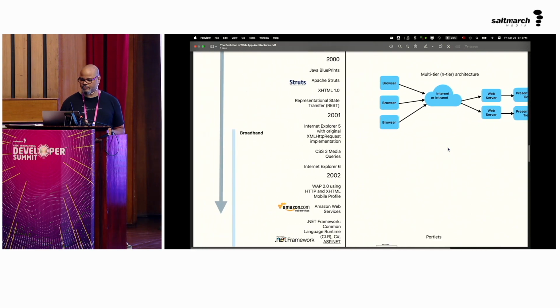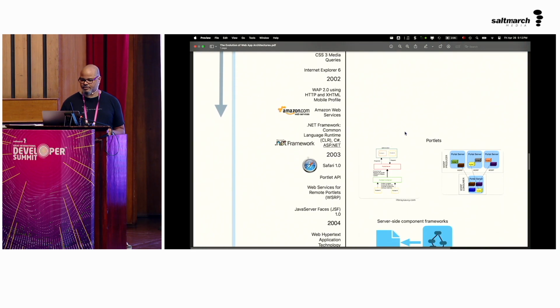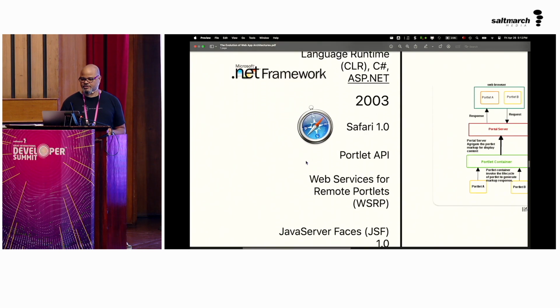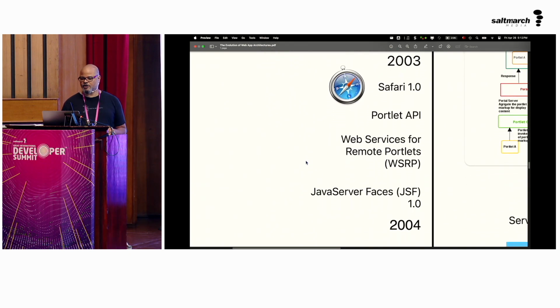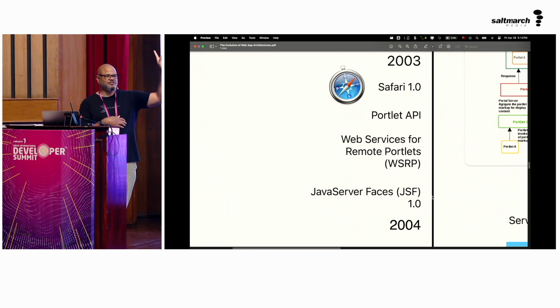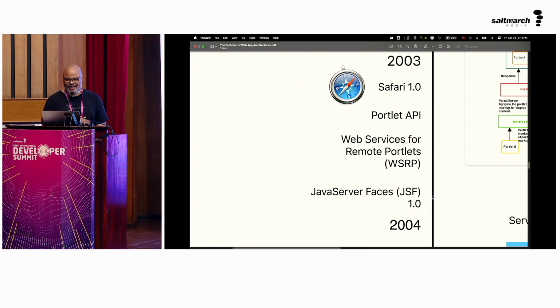All right, so we'll go on down here a little bit. All right, so that was 2001. 2003, we get Safari 1.0. We get something called the Portlet API. Anyone remember that? All right, one person, woohoo! And along with it, the Web Services for Remote Portlets and Java Server Faces 1.0.